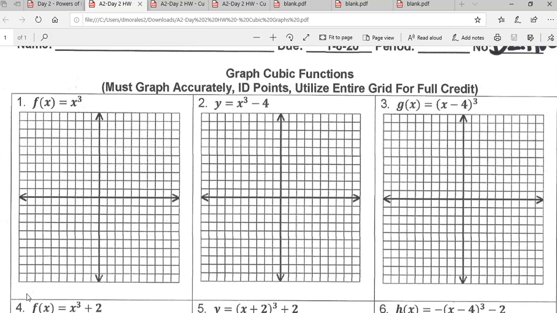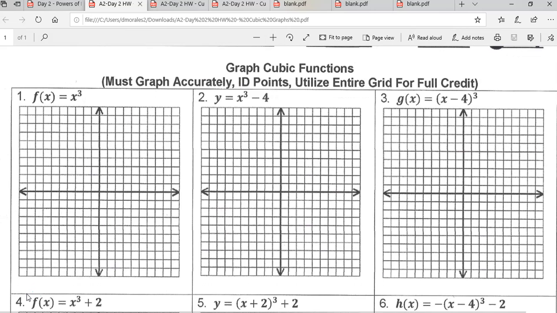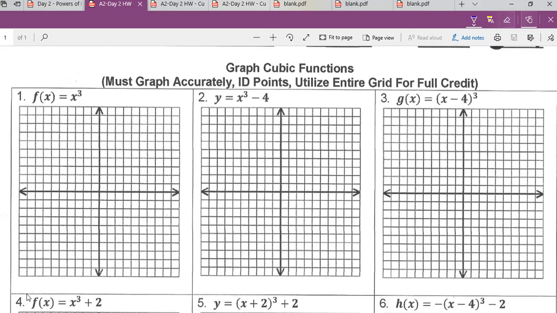So the way it's going to work is you're going to take each one of these equations for each one of these graphs on each grid, and you're going to make a function table. Let me explain what I mean by that and begin with number 1. Number 1 says we have f of x equals x to the third power. So this is our parent function graph. F of x equals x to the third.